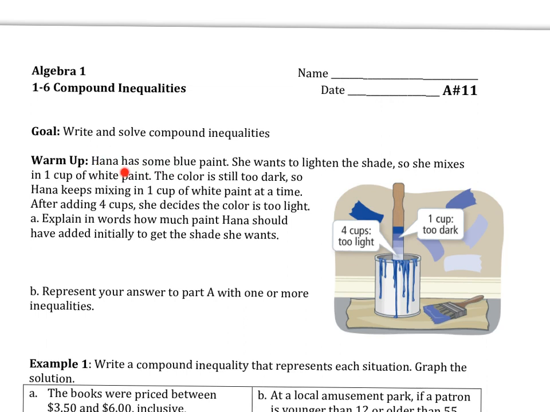So by way of warm-up, let's take a look at here. Hannah has some blue paint, and she wants to lighten the shade, so she mixes one cup of white paint at a time. So if you look in there, 1 cup is still too dark. And after adding 4 cups, she decides that the color is too light. So up here it's too dark, down here it's too light. Explain in words how much paint Hannah should have initially added to get the shade that she wanted.